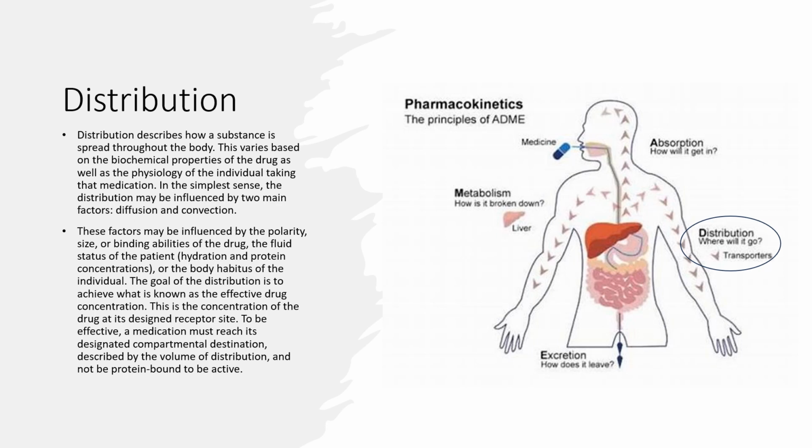The goal of the distribution is to achieve what is known as the effective drug concentration. This is the concentration of the drug at its designed receptor site. To be effective, a medication must reach its designated compartmental destination, described by the volume of distribution, and not be protein bound to be active.